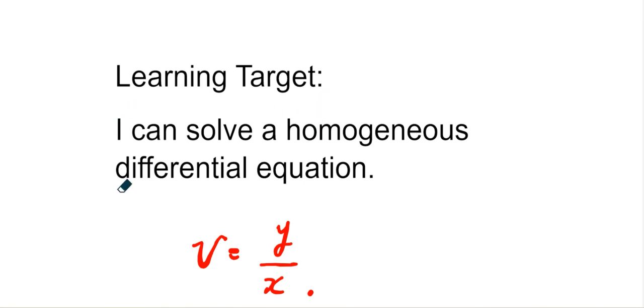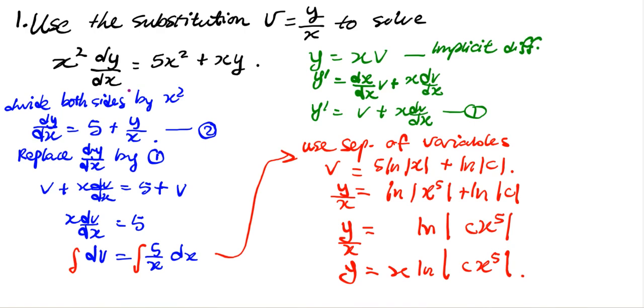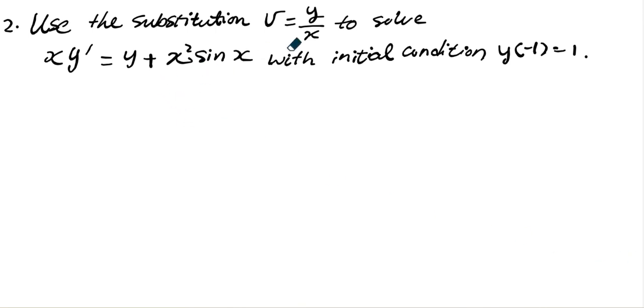My name is Ming. In the previous lesson, we looked at how to solve a homogeneous differential equation. And this was the question that we were doing. We first take the implicit differentiation of y equal to xv to obtain equation number 1. And then we divide both sides of the given differential equation by x squared to obtain equation number 2. And now replace y dash with this expression here in equation number 1, and now use separation of variables to obtain the answer. We now look at a second example here.